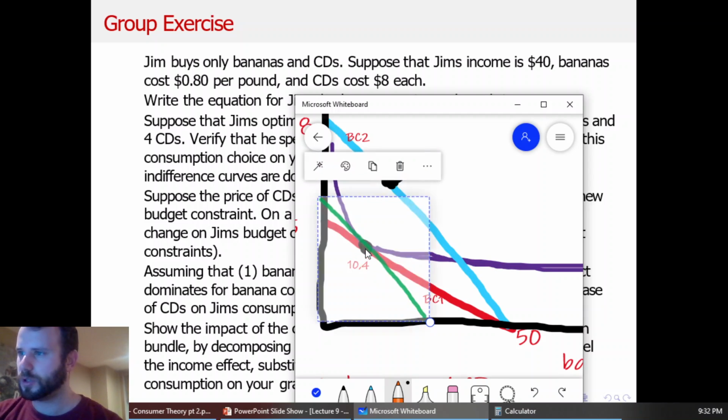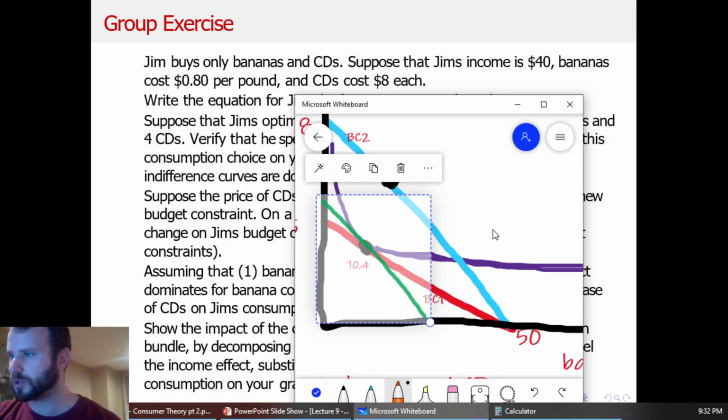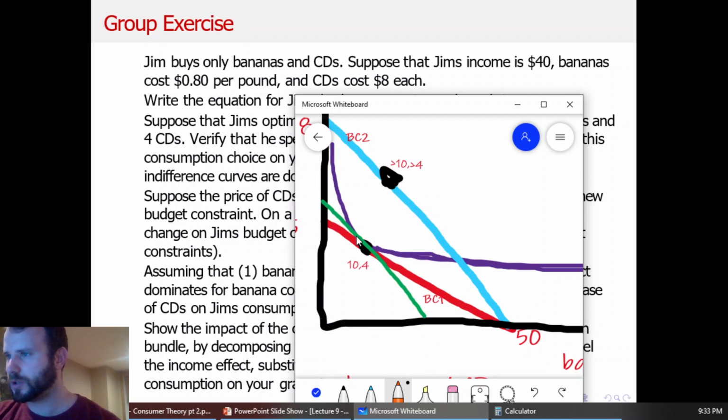Oh, go away. All right, so that's the new tangent.